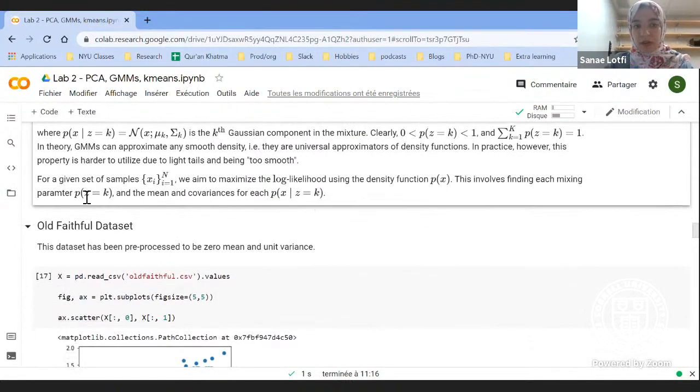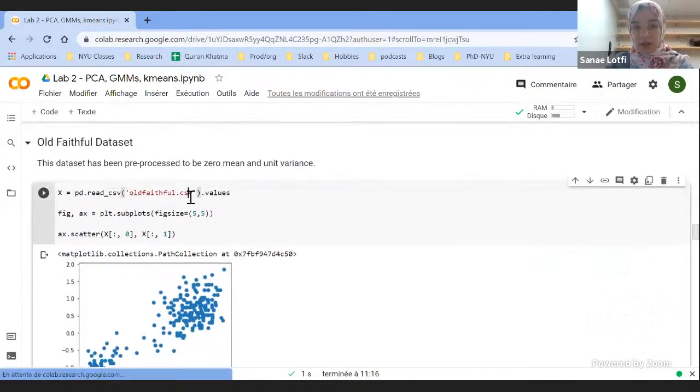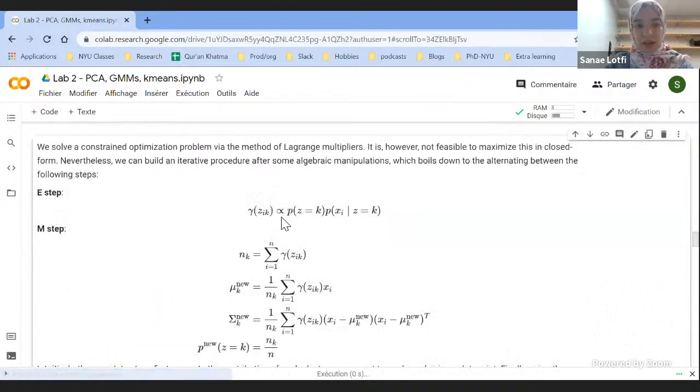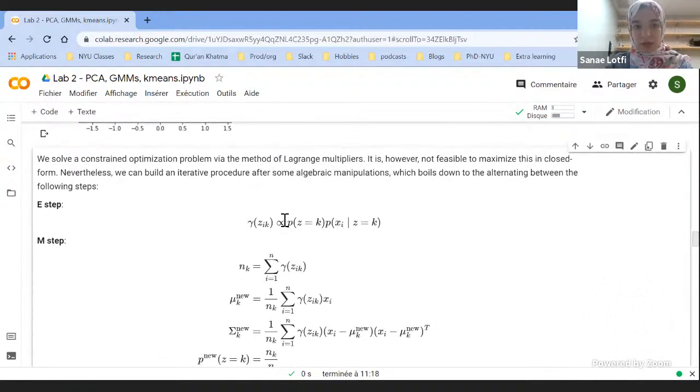For a given set of samples, we aim to maximize the log likelihood using the density function. This involves finding the marginal distribution for the latent variable. We consider the Old Faithful data set. You can also find the file in the Google Drive, and let me know if you find any problem loading the files from the Google Drive.